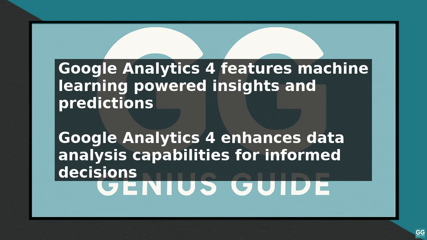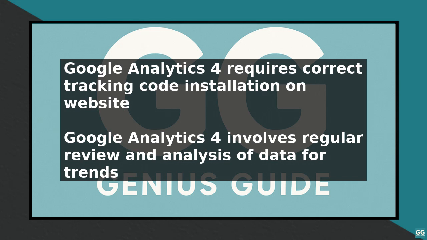Best practices for setting up Google Analytics 4 include ensuring that you have the correct tracking code installed on your website, setting up events and conversions to track key actions, and regularly reviewing and analyzing your data to identify trends and insights.